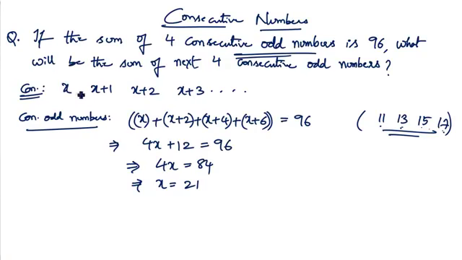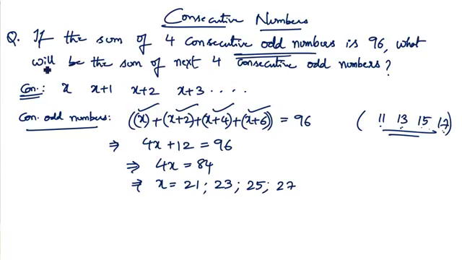See, these are the odd numbers according to us, right? x, x plus 2, x plus 4 and x plus 6. So the first odd number is 21. What will be the next odd number? 23, 21 plus 2. Then the next one, 25. And the next one, 27. So 21 plus 23, 44. 44 plus 25 is 69. 69 plus 27 is 96. So the sum of these 4 numbers is 96.